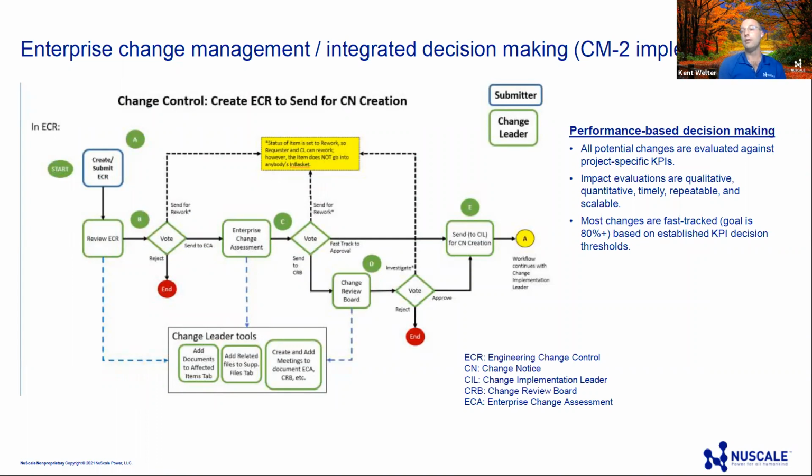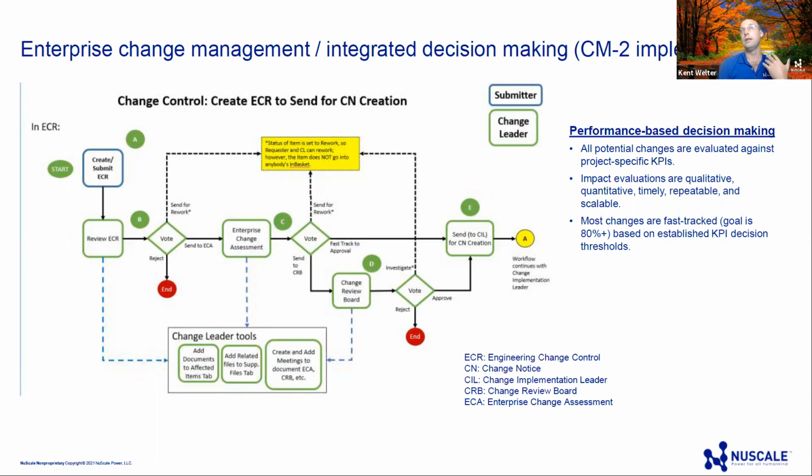The goal for fast tracking is that 80% plus of engineering changes are fast tracked. I had them pull the data a couple weeks ago as I was preparing for this, and we're actually doing quite well here at NuScale and are above that goal. So from that perspective, we think it's working pretty well.